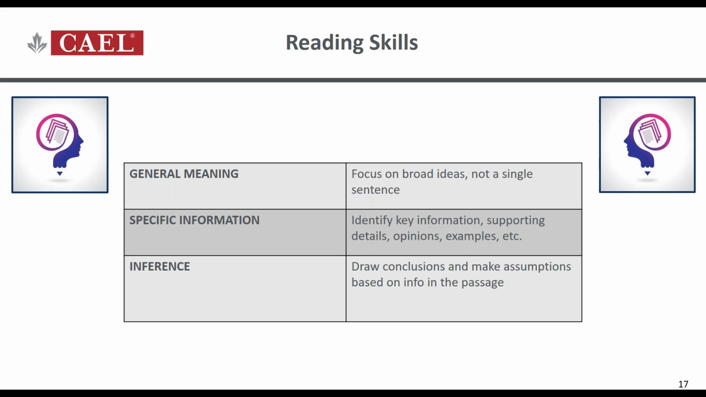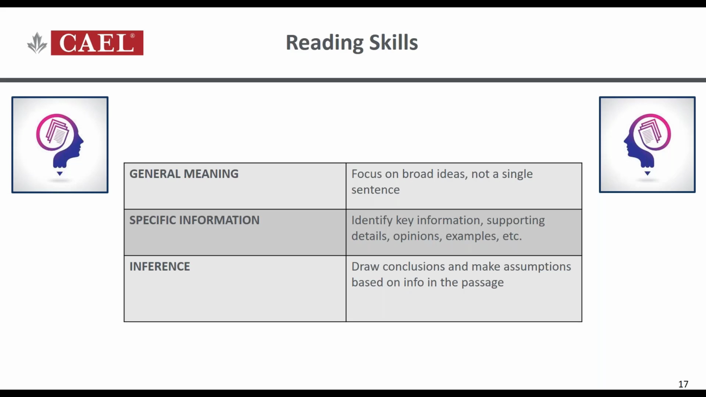General meaning does mean that you are focusing on broad ideas and not a single sentence. So it's like an overview of the meaning. Specific information does mean that you're looking for certain key things, such as the names or opinions or examples of places. And inference means that you don't have the exact same information in the text, so you have to make a logical conclusion based on what logically the answer could be. So it's a little bit difficult sometimes.